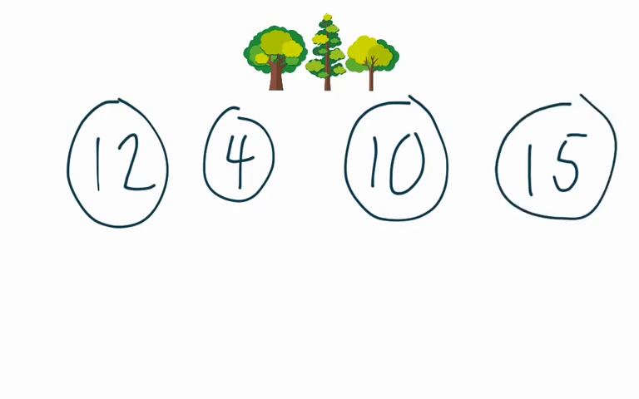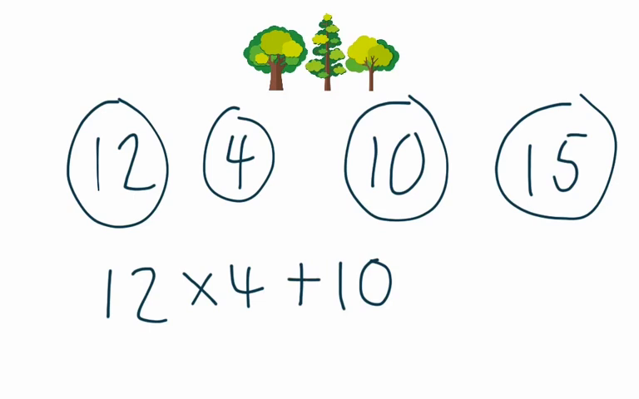So what would that expression look like? That's going to say, well, if it's 12 rows of 4, that means that I am multiplying 12 and 4. Okay? Then I take 10 more trees and put them in the park, which means I have to add those trees. Then I have to subtract the 15 trees that blew over. Alright? So now we have our expression.